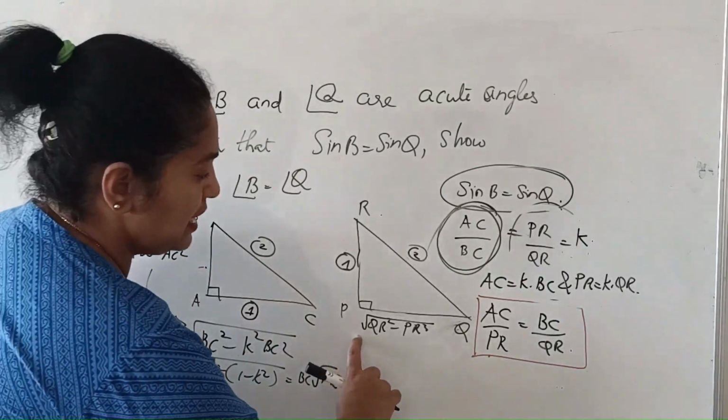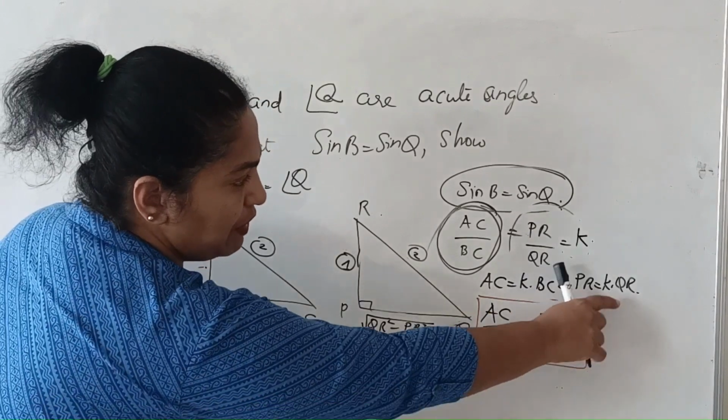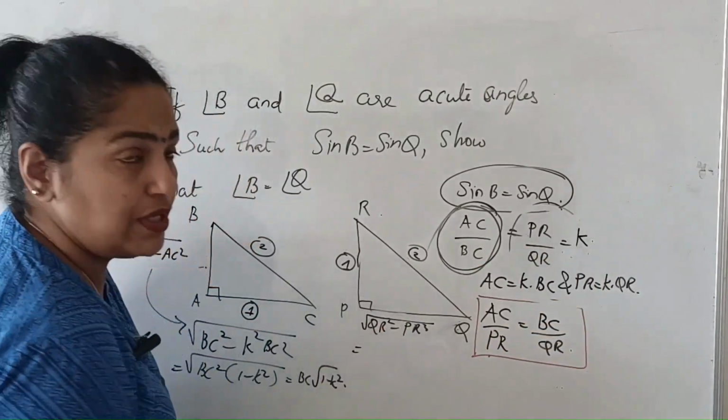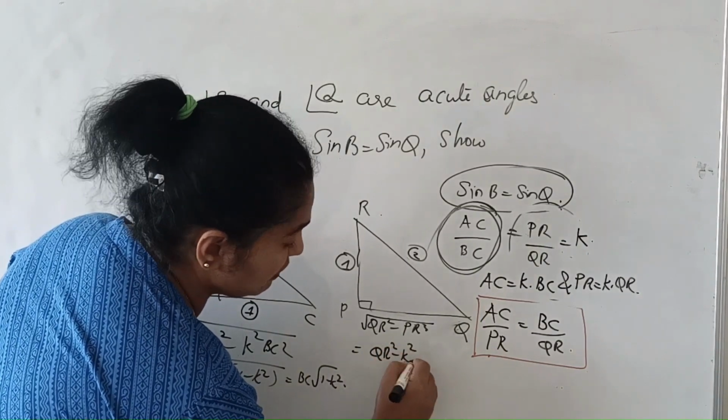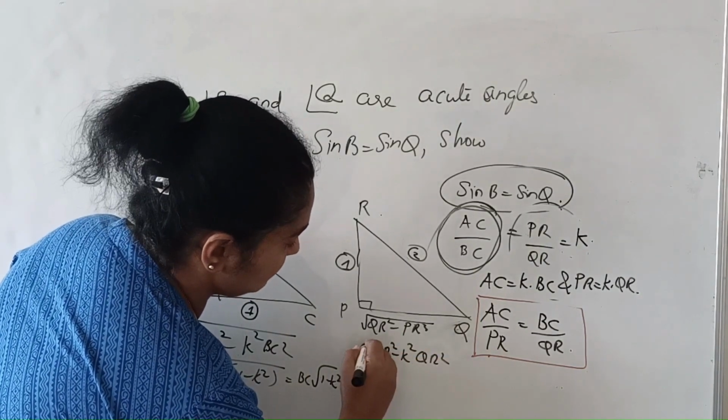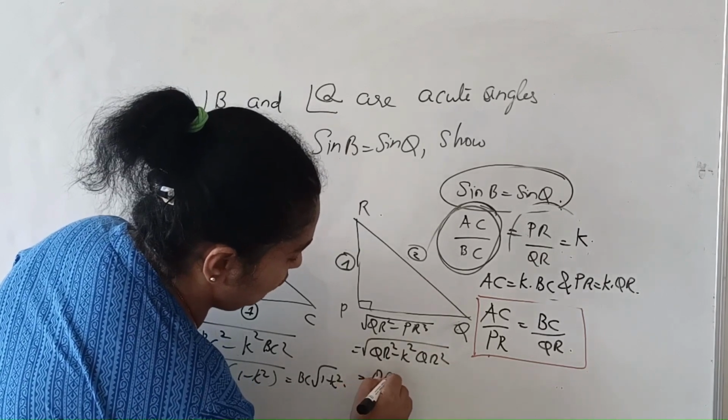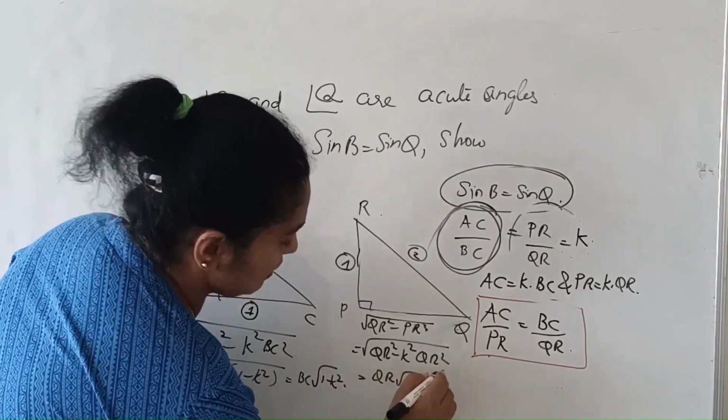Okay. Similarly, I know PR is equal to K into QR. When I am substituting it over here, I will get QR square minus K square QR square, which will give me QR into root of 1 minus K square.